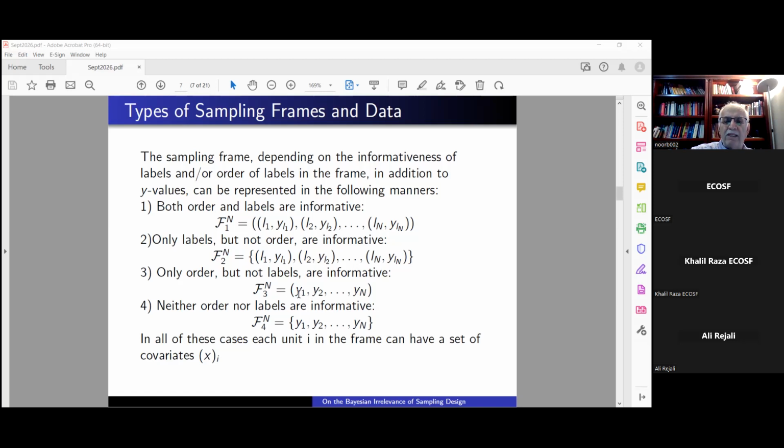They use the location of each Y value in the list. So just one column in the list matters. That column, if you keep their order, it can be a sampling frame. Or if you ignore the order and the label, you might have this simple set.